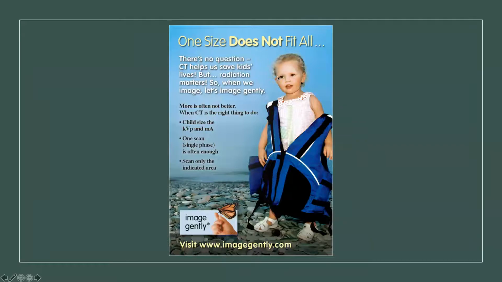It came out of the American Association of Pediatrics, I think, and they started to speak about this when they started to get worried about how much radiation kids were exposed to from multi-detector CT, which can be quite high. As I say, there is no question CT helps to save kids' lives, but radiation matters. So more is not better sometimes.